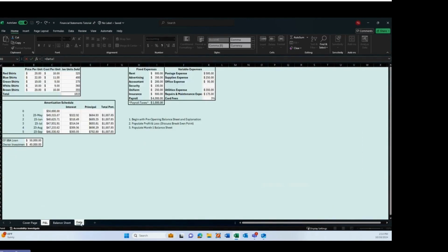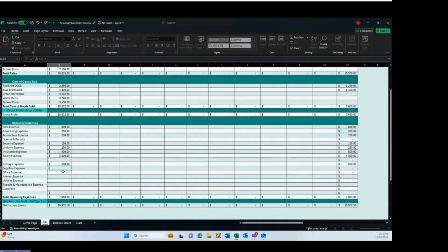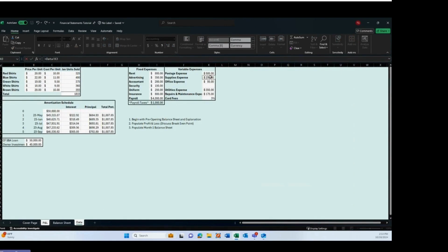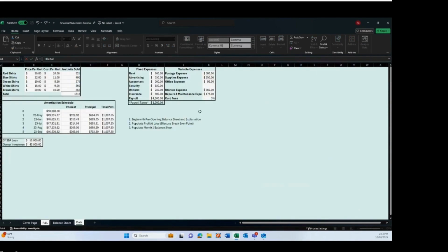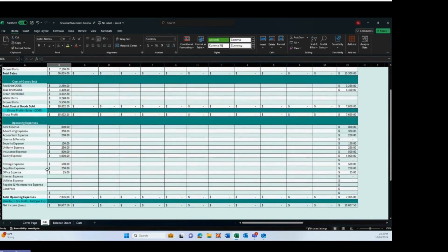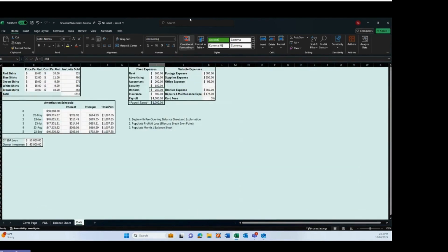So again, postage expense, $500, enter. Supplies expense, $250, enter. Office expense, $95, enter. Now, interest expense. Interest expense, we're going to have to get from, this is basically going to be the interest on the amount that you borrowed at the beginning of your business. So we said that was $50,000, right? So let's go back over to our data here.